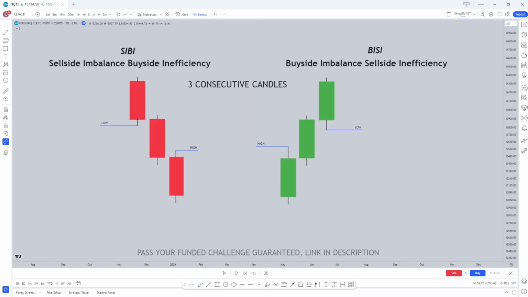So what's a BISI and what's a SIBI? A SIBI is a sell-side imbalance, buy-side inefficiency. A BISI stands for buy-side imbalance, sell-side inefficiency. Basically, this is a bearish fair value gap and a bullish fair value gap. However, with this, you're basically expecting a retrace into it again and for it to carry on in that direction.